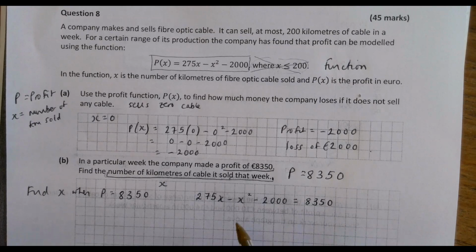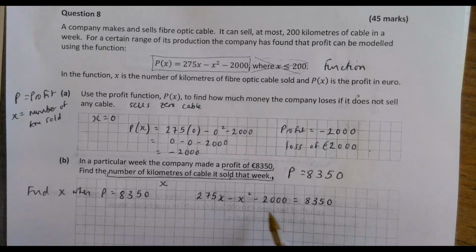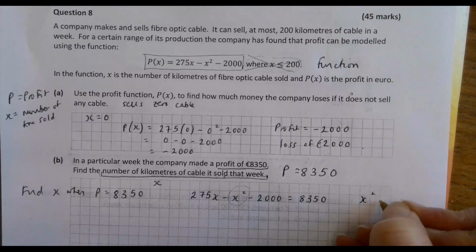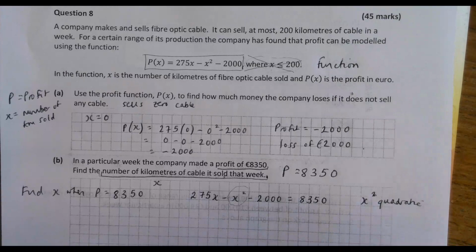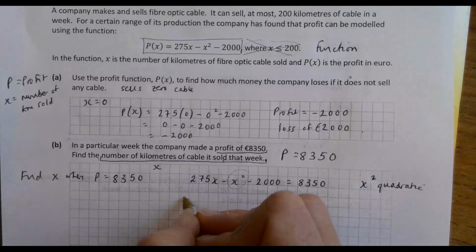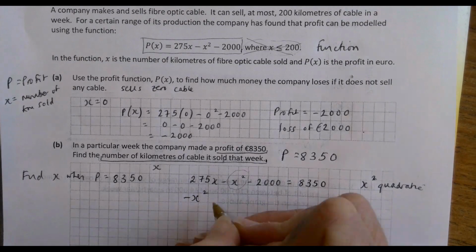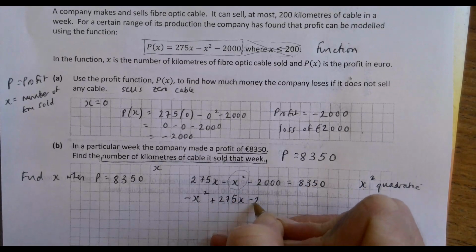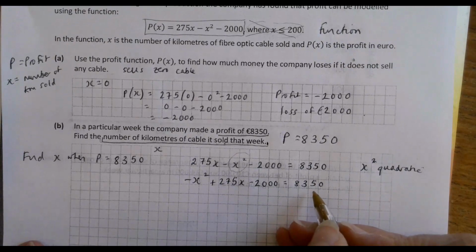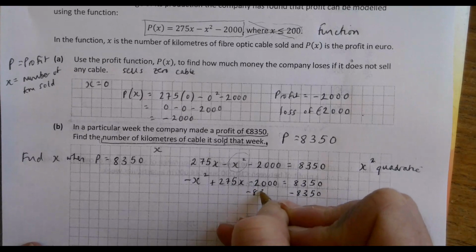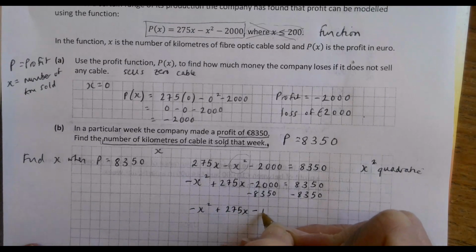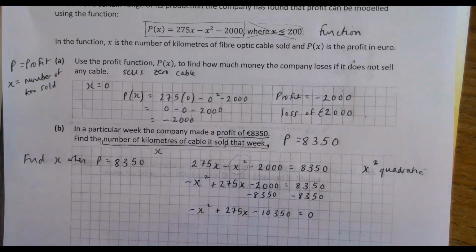Okay? So we now have 275x minus x squared minus 2,000 equals 8350. That looks nasty, except we might spot there's an x squared in there, and normally that means it's a quadratic. So maybe I can rearrange this, like we've been doing this week, to look more like a quadratic. If I had my x squared first, then my x's, then my 2,000, and equals 8350, that's looking a little bit better. I don't like this 8350 over here. I'd like that to be 0. So I'm going to take that away from both sides, so that I get minus x squared plus 275x minus 10,350 is equal to 0.